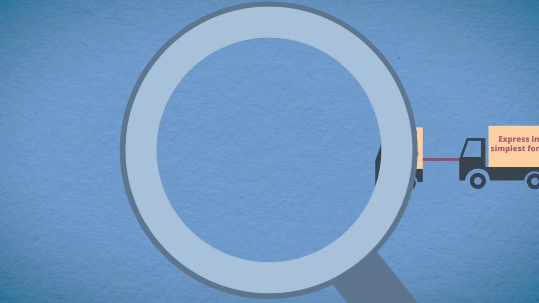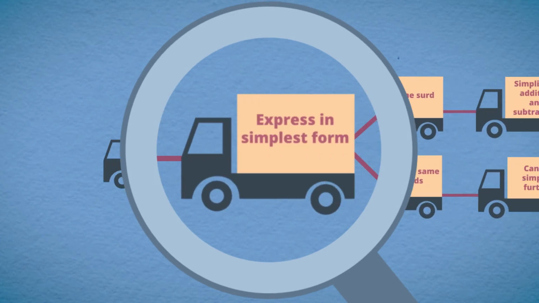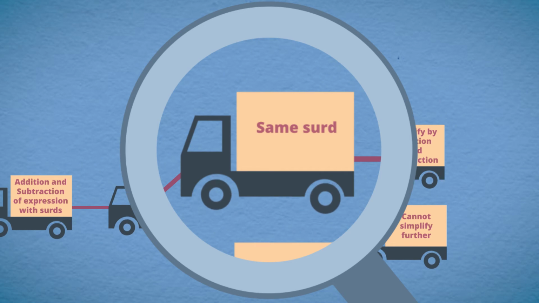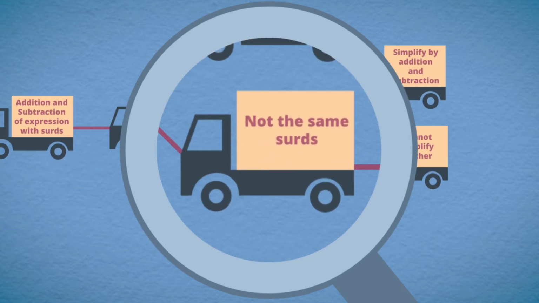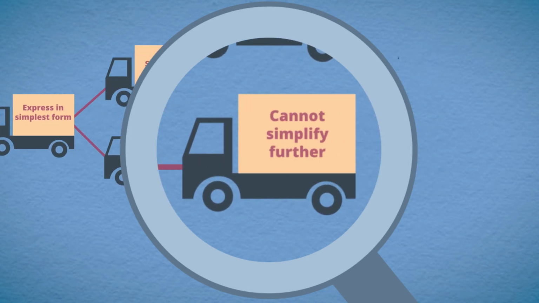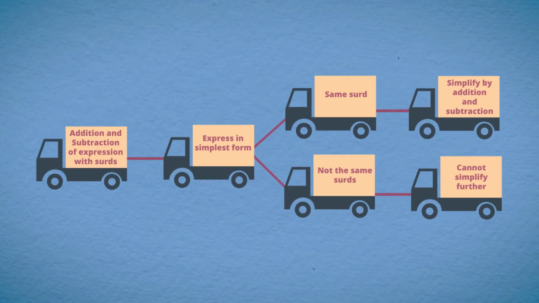In summary, when dealing with this, first, we should express the surds in their simplest form, if necessary. Next, we need to observe the surds in the expression. If the surds are the same, we can simplify by addition or subtraction. If they are different, we cannot simplify the expression further.